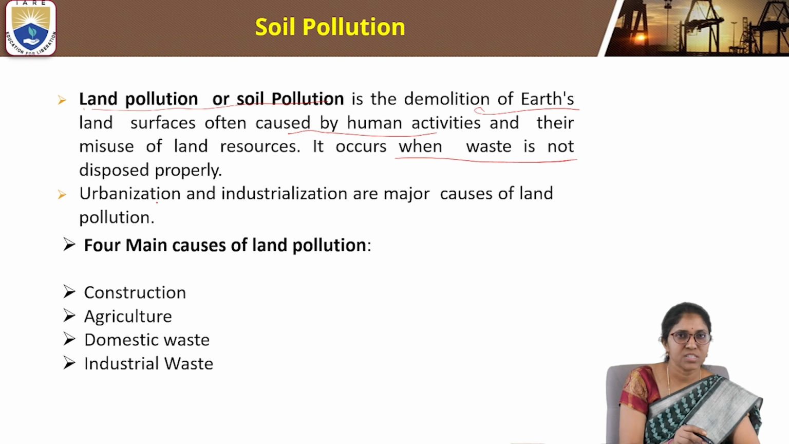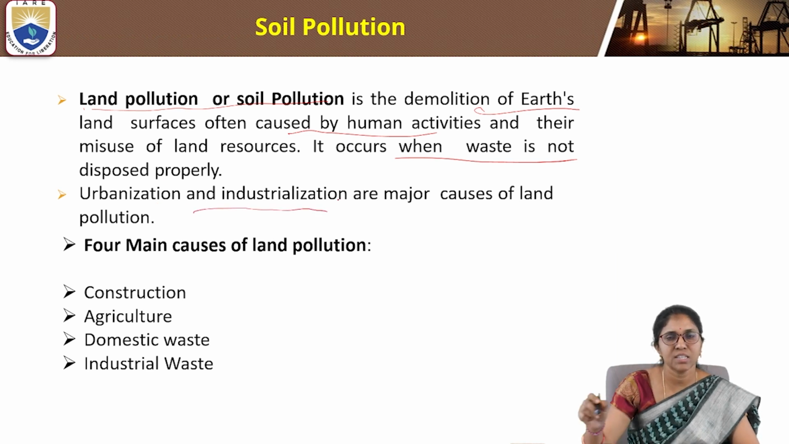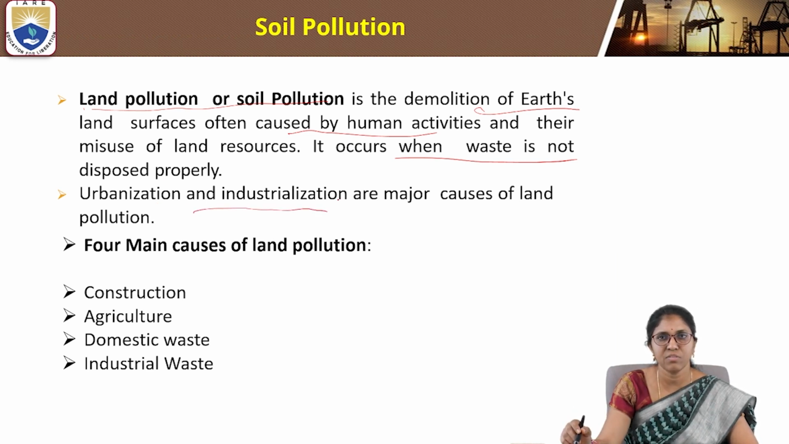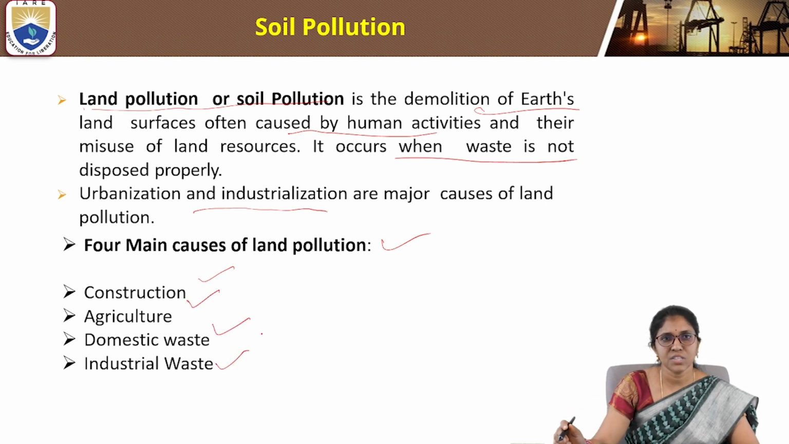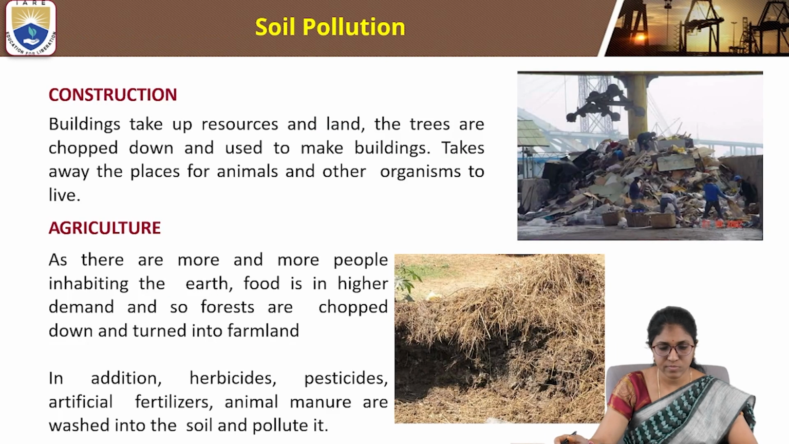One more reason is urbanization and industrialization. These are major causes of land pollution. The four main causes of land pollution are construction of buildings, agriculture, domestic waste and industrial waste.